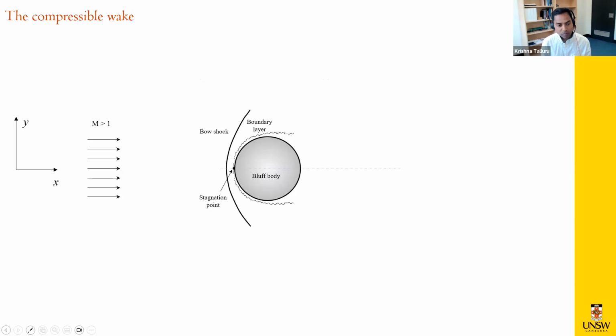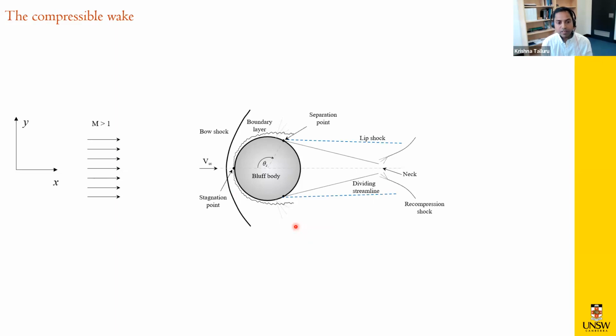You also have a boundary layer developing. In addition to what we saw in an incompressible wake, in a compressible flow you have a bow shock, followed by an expansion fan, which helps the flow remain attached for a longer length on the cylinder surface. Eventually, at some point along the body, the flow will separate, and you have a lip shock and a shear layer developing.